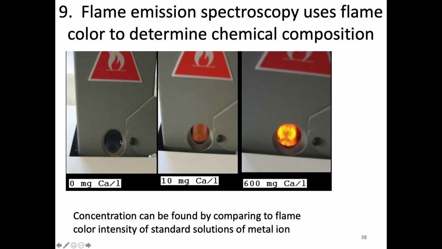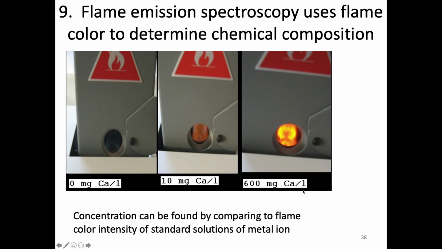This is showing you the flame. There's a flame present, and then you eject a small amount of a liquid. The liquid is your powder that's been dissolved into a solution, maybe with an acid or something like that, so it's in solution in a controlled amount. These are actually standards. This one has 0 milligrams of calcium per liter. This one has 10 milligrams per liter. This one has 600 milligrams of calcium per liter.